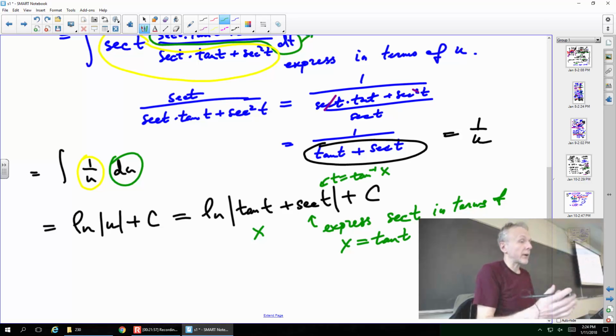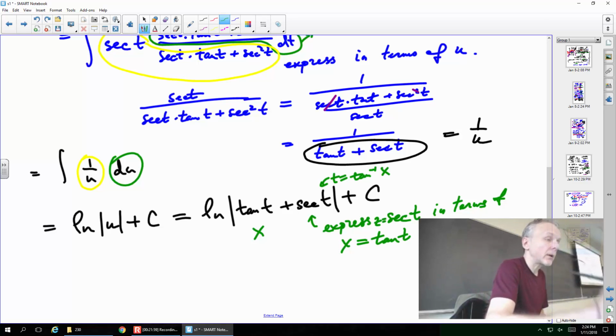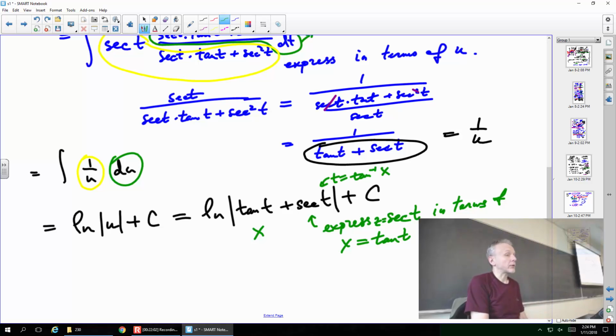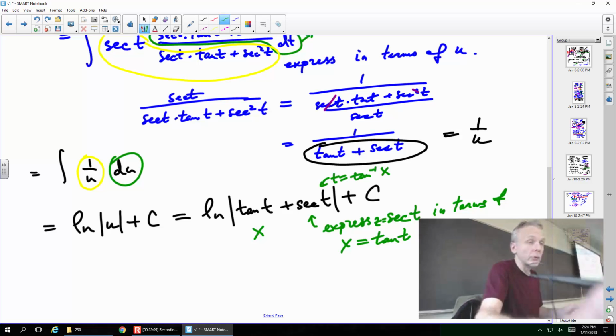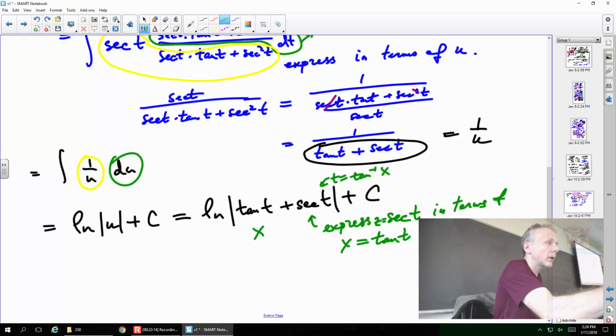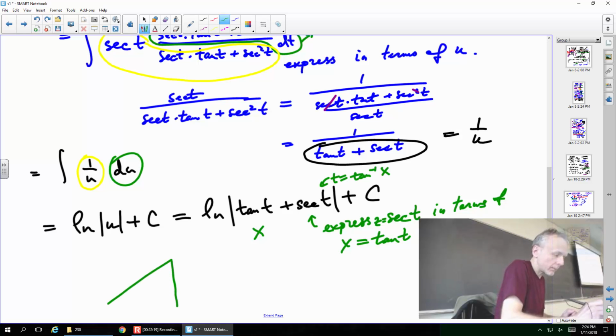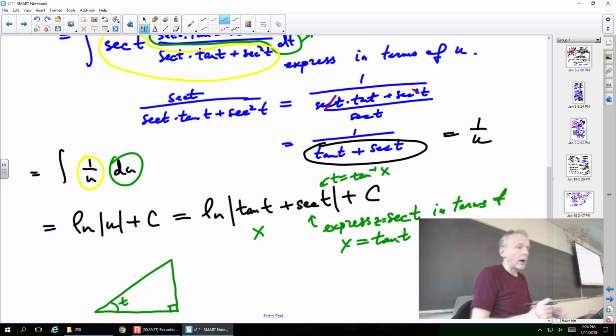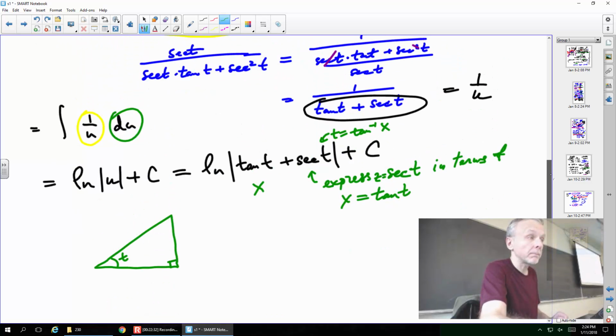So there are two expressions, both trigonometric functions of the same variable t, and now we want to express one in terms of the other. How do we do it? Once again, we have to draw a little right triangle with an angle t. Let's find x and z.